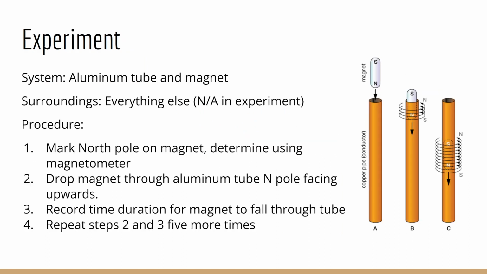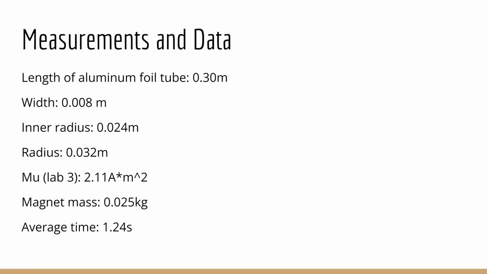For the experiment, our system was the aluminum tube and magnet, and the surroundings were everything else, which wasn't anything in this experiment. For the procedure, we marked the North Pole on the magnet, determined using the magnetometer on my phone. We dropped the magnet through the aluminum tube with the North Pole facing up. We recorded the time duration for the magnet to fall through the tube, and we repeated steps 2 and 3 5 more times and took an average.